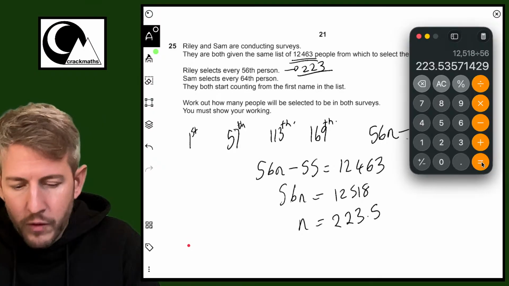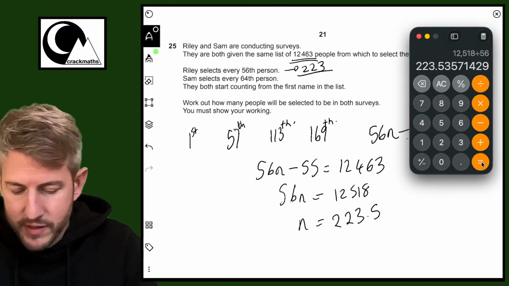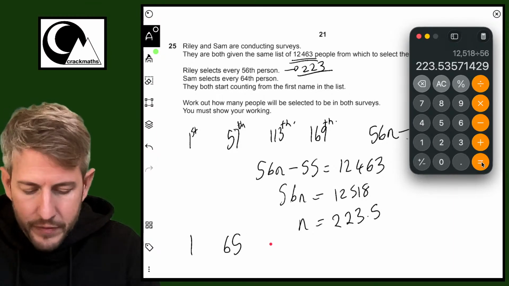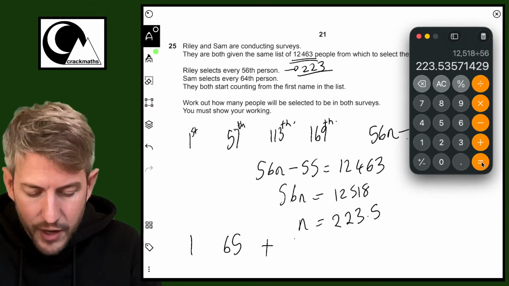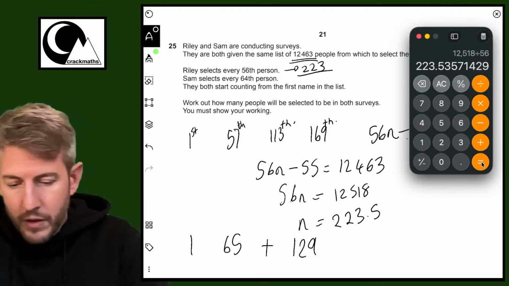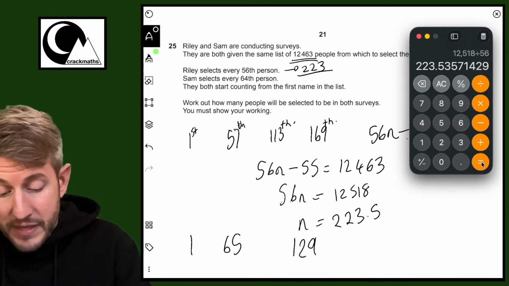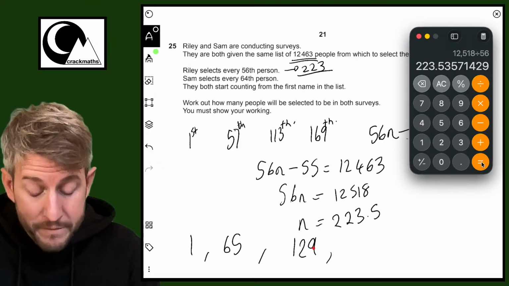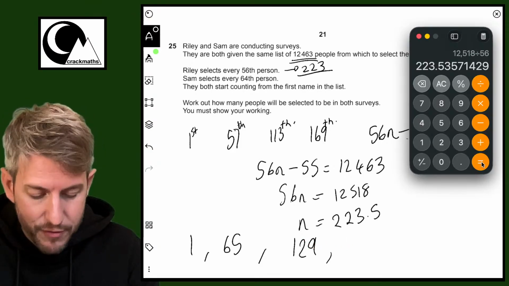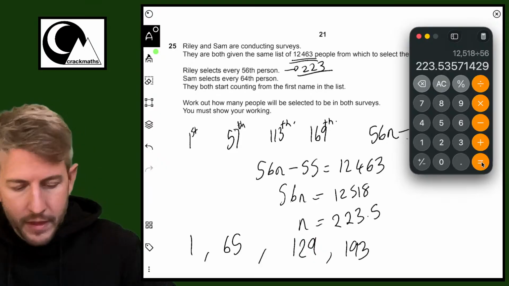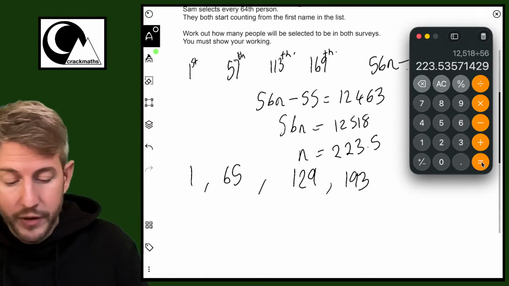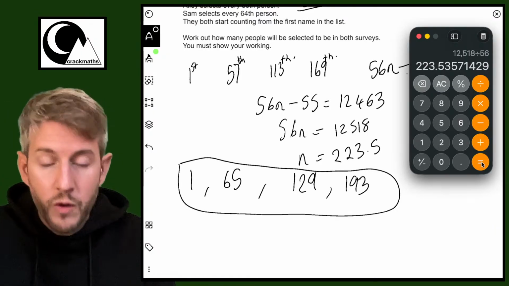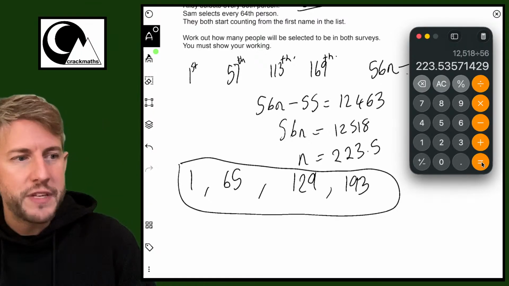So Sam's got the 64th person. So we've got person 1, and then person 65, and then person 129. Remember, this is a sequence again. The next person will be, add 64 to that, so that's 193. So we're adding each of these people on again. So this again is a sequence, and it's an nth term. So let's work out the nth term of this sequence.